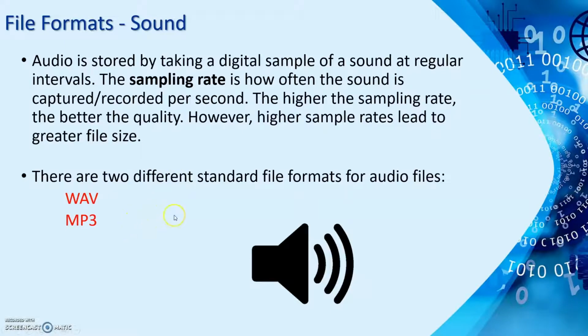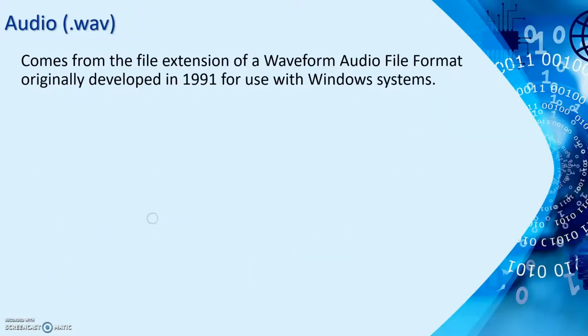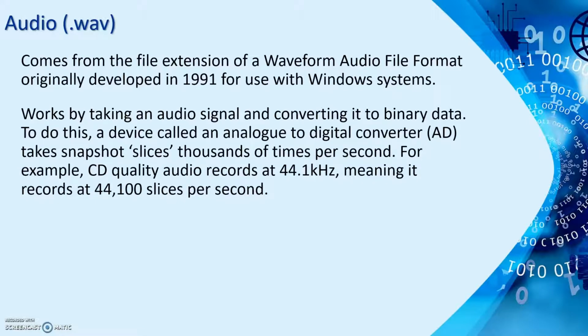Now, there are 2 different standard file formats for audio files. There's WAV and MP3. So we'll look at the first of those. This is the WAV file, and this comes from the file extension of the Waveform Audio file format, originally developed in 1991 for use with Windows systems. It works by taking an audio signal and converting it to binary data. To do this, a device called an analog to digital converter takes snapshot slices thousands of times per second.